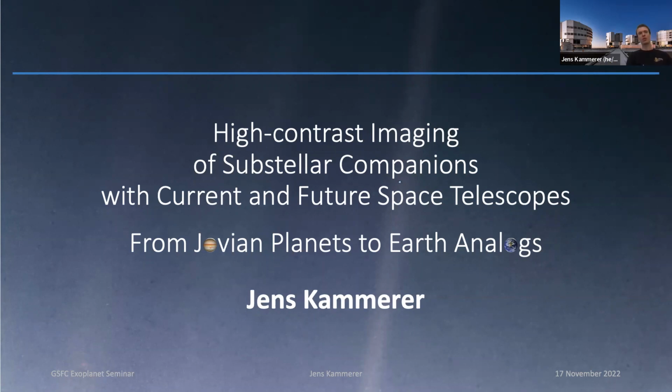I want to take you on a journey from Jovian planets to Earth analogs, basically starting with the new James Webb Space Telescope and the observations of young gas giants that we are currently doing with JWST, then moving on to Roman and the first observations in reflected light of some more mature gas giant planets, and ultimately also moving on to our simulation work on future missions that will hopefully eventually be able to directly detect and also characterize Earth analogs in the habitable zones of nearby stars.